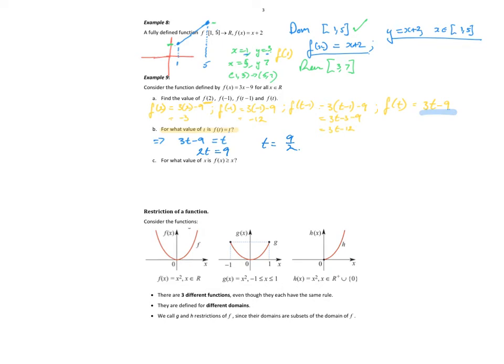For what values of x is the function f of x greater than or equal to x? Very similar, isn't it? F of x, 3x minus 9 has to be greater than or equal to x. Subtract the x, 2x minus 9 is greater than or equal to 0. So we get 2x is greater than or equal to 9. So x has to be greater than or equal to 9 on 2. All right. So as long as the value is bigger than 9 on 2 or equal to, it's greater than or equal to. All right.